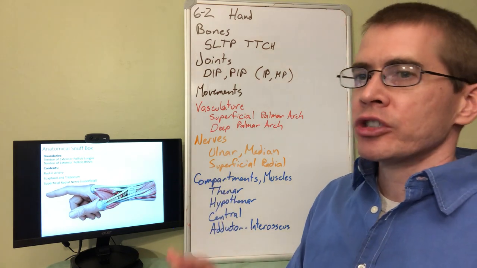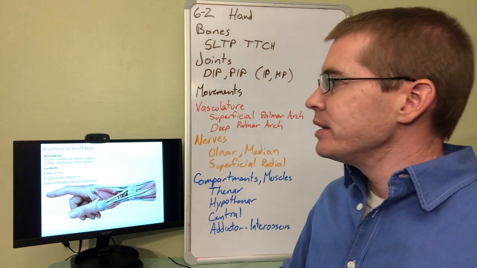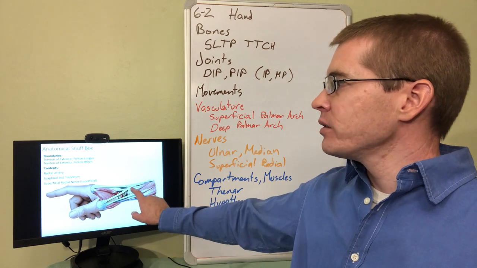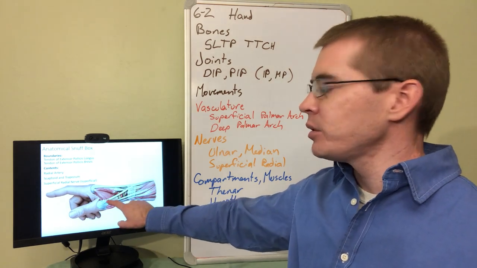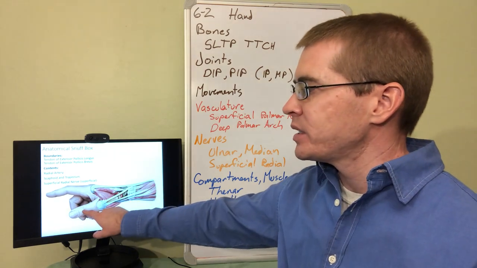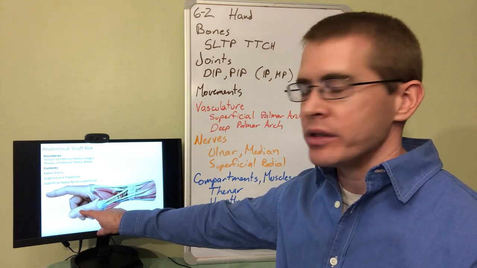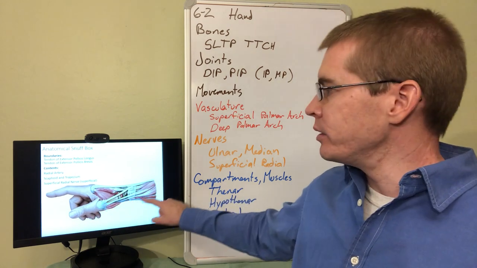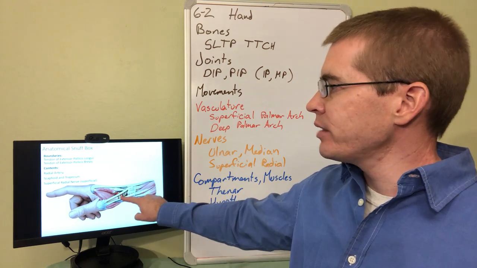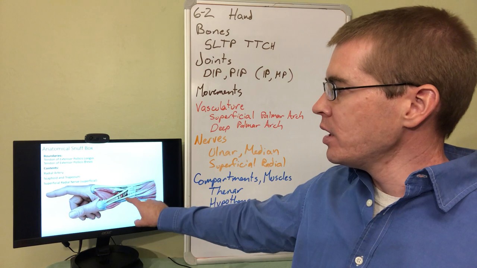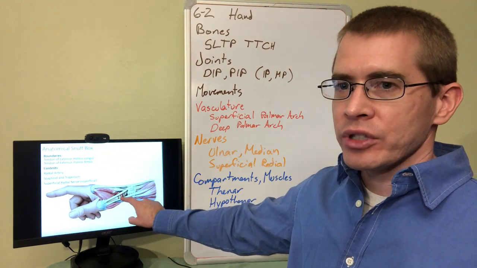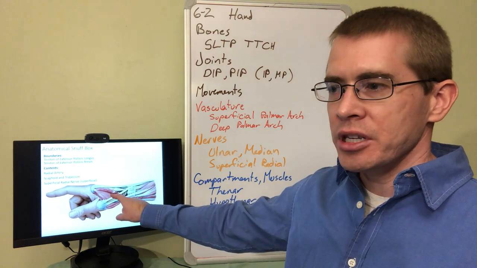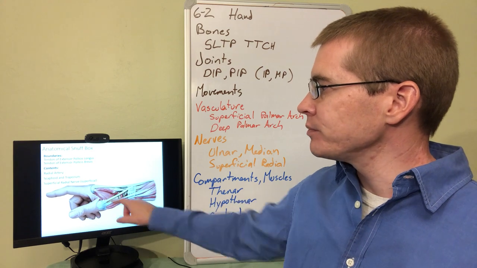Now another important structure on the lateral dorsum of the hand is the anatomical snuff box. The boundaries of the anatomical snuff box are the tendon of extensor pollicis longus, which is longest because it extends past the IP joint in the thumb, and extensor pollicis brevis, because it only extends past the MP joint in the thumb. The contents of this region are very important. The radial artery travels into the hand through here and forms the deep palmar arch at this location.